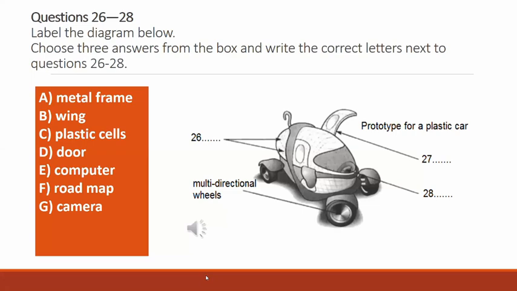27 would have been the door. It wasn't called a wing, but it was a door that would go upwards. We probably would have also heard a camera at the back. Now, knowing where the front of the car is, we understand that that camera at the back is unnecessary for our information, so we cross that out. And we now know that number 28 is just going to be between a computer or a road map.